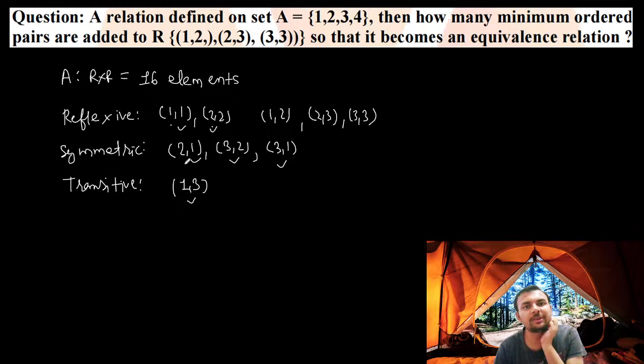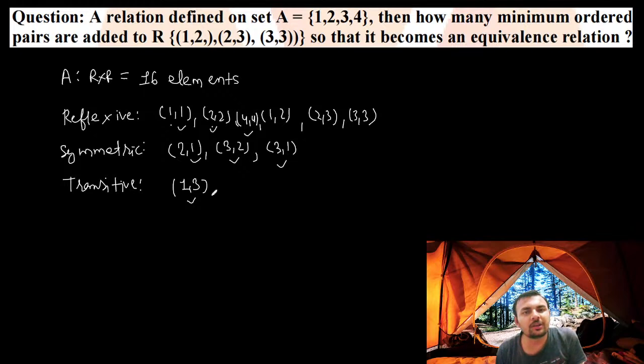5, 6, 7, 8, 9. Let's write 4 more samples. Okay, we will have to add 4 comma 4 also, because it is equivalence. So 3 comma 3 is there, 4 comma 4 will also be there. So 1, 2, 3, 4, 5, 6, 7. 7 things are to be added.